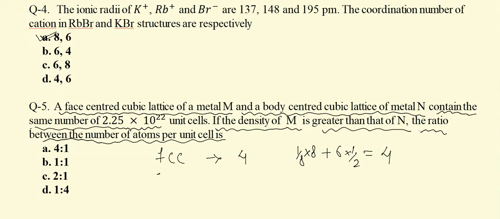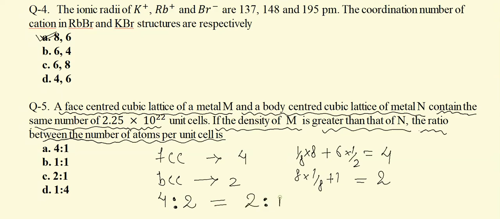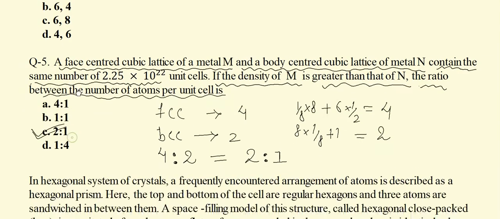And for body-centered BCC, it is 2: 8 into 1/8 plus 1 at the body center, so it is 2. So here the ratio will become 4 is to 2, and our answer becomes 2 is to 1. So hence our option C is correct. This type of question will be seen in the comprehension type questions. Let's move to the next comprehension type question.